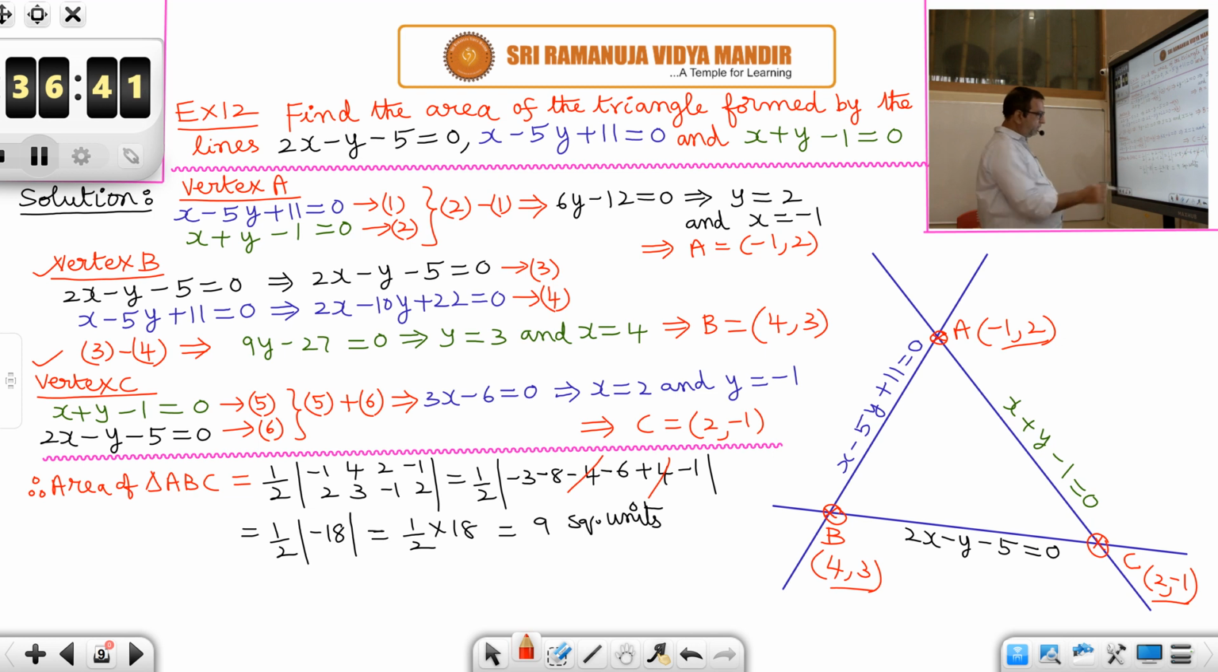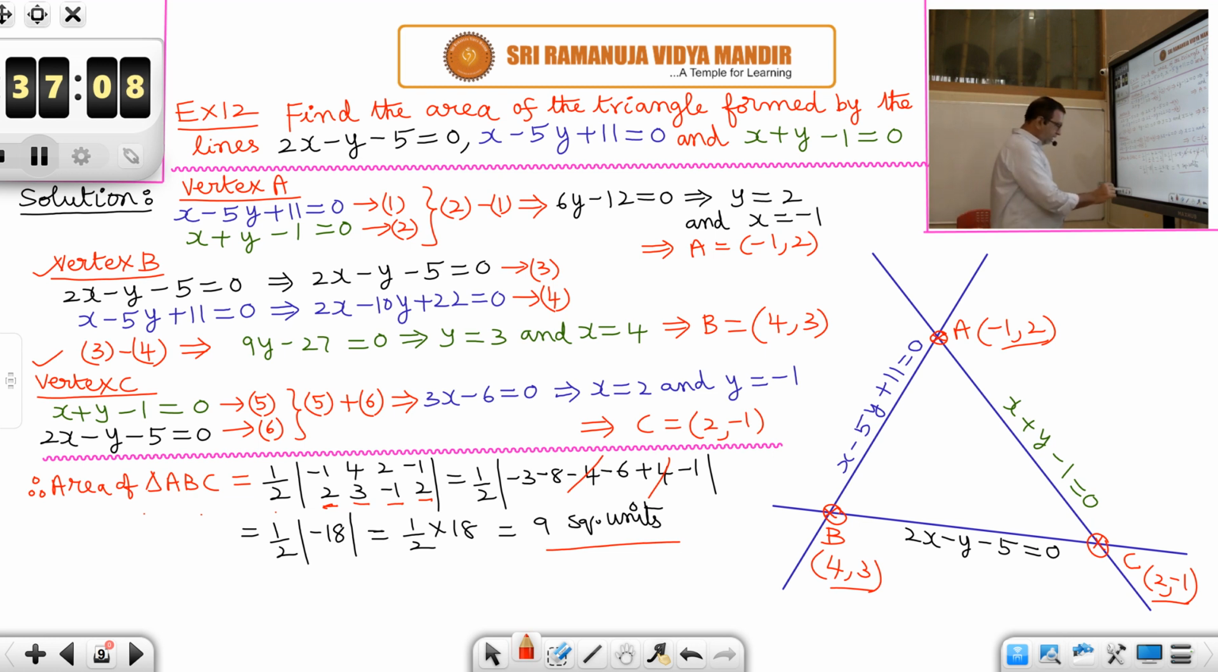Then after finding the vertices, what is the area of the triangle? Half into: first vertex A (-1, 2) vertically I have written. Next, second point B (4, 3) vertically. Third point C (2, -1) vertically. Again first point (-1, 2). You know how to expand this. So you will get 9 square units.